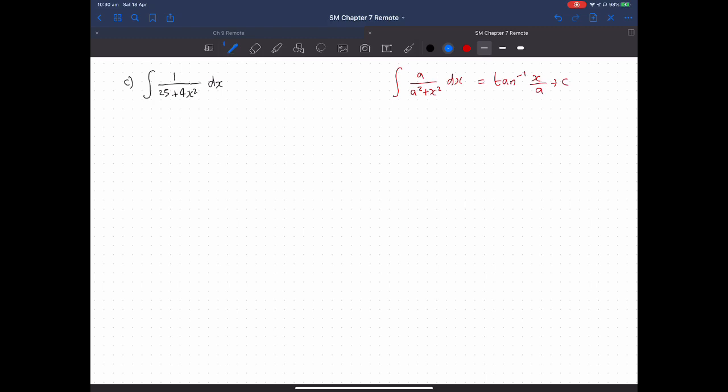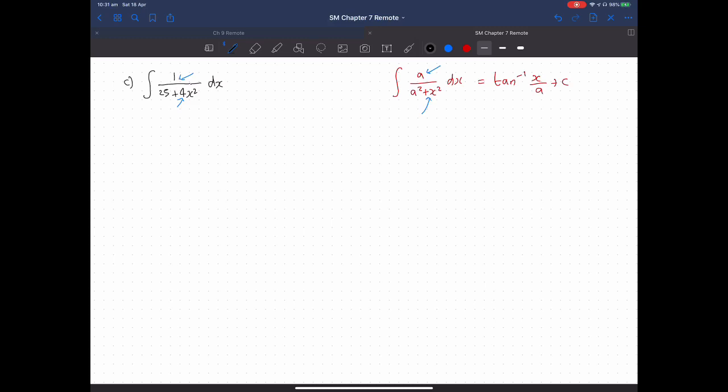Firstly, in front of the x squared in the formula, there's the number 1. In the question that we're looking at, there is the number 4. The other difference is in the top line of the formula, there is a number represented by a. In the question that we have, there is the number 1. So there are two things that we're going to need to take account of as we're solving this problem.